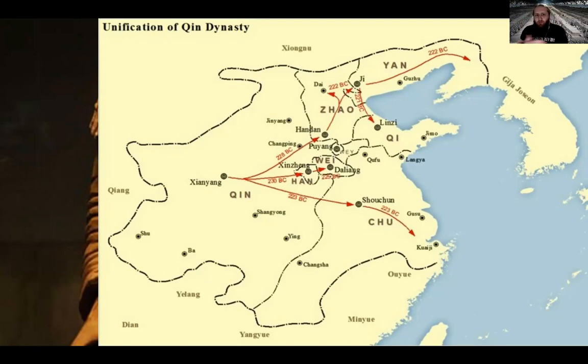So, to be fair, these numbers aren't, even conservatively, that far off. So maybe more like 400,000 than 600,000, and 100,000 versus 200,000. Who knows? But the point is, they were massive armies, and they allowed him to eventually conquer all of China.